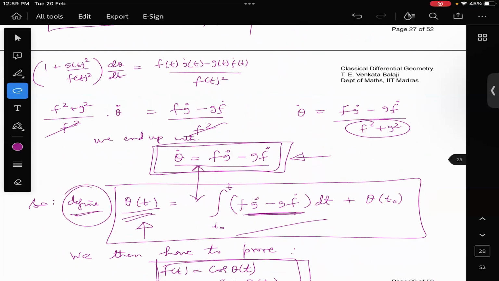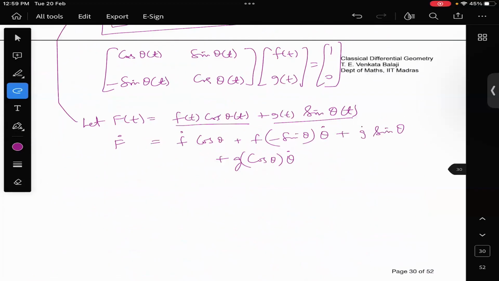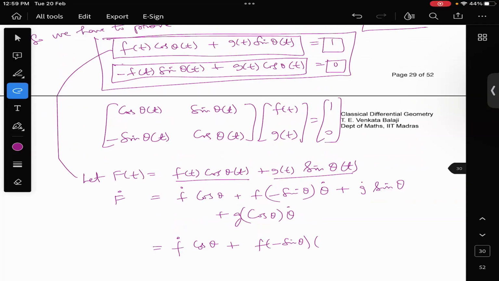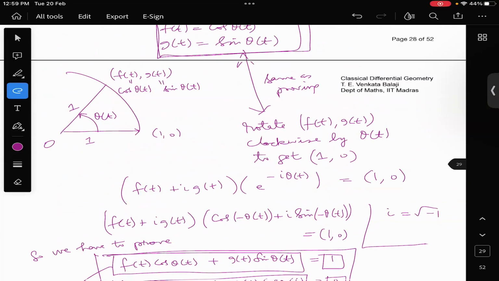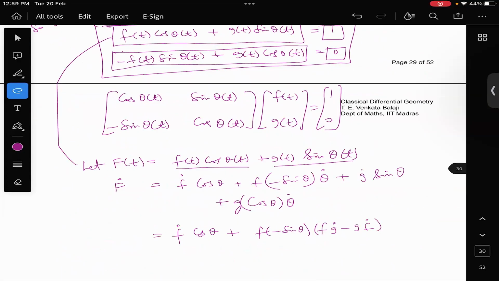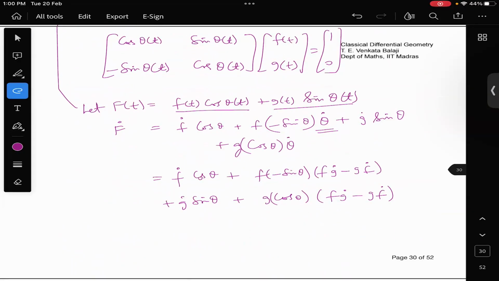So basically, you know what is this expression? I'll get f dot cos theta, plus f into minus sin theta into theta dot, which was f g dot minus g f dot, okay, so this theta dot I have replaced, plus I will get g dot sin theta, and then plus g cos theta, and again a theta dot, which is f g dot minus g f dot, okay. So this is one thing I have used.